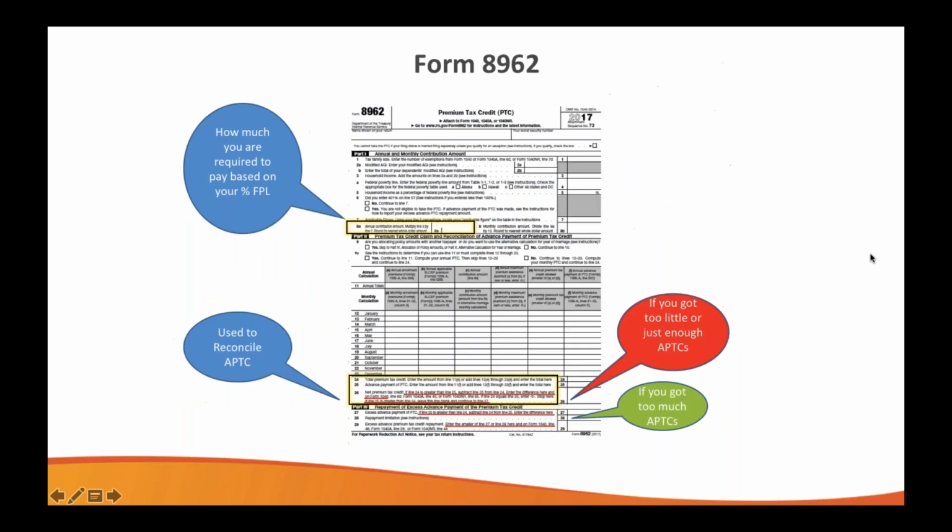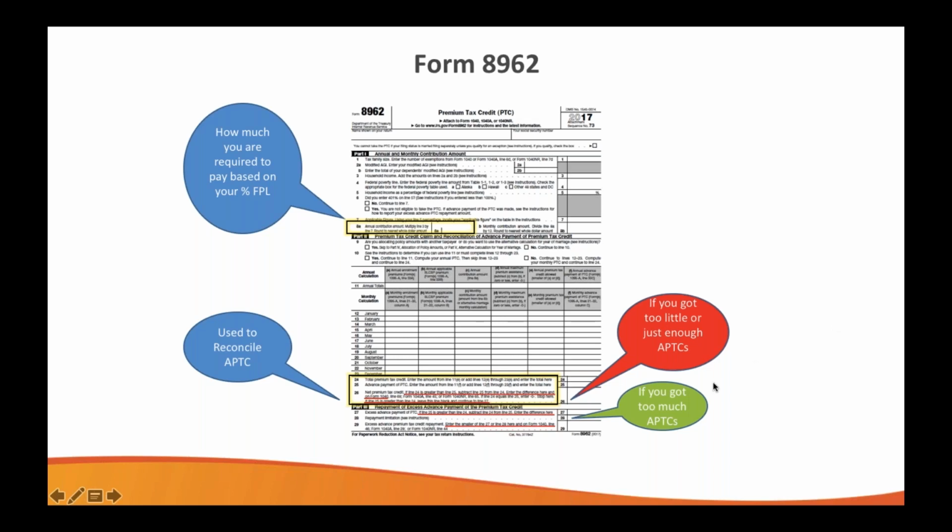Okay, on to the next one. So here's the form 8962. This is an IRS form that basically you can see in that little yellow box to the left there, how much are you required to pay based on your percentage of your federal poverty level.